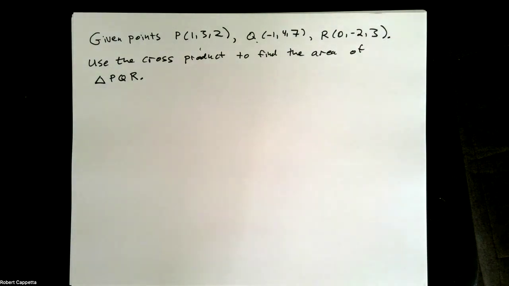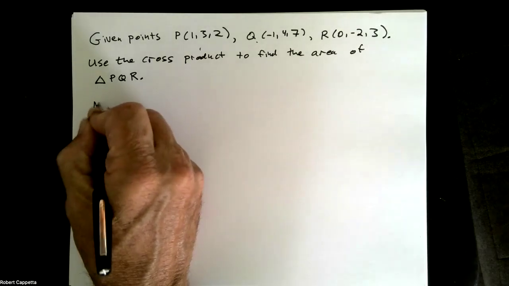What do we recall about cross products and area? A cross product is obtained by looking at two vectors. And if we take the cross product of those two vectors, we get a vector orthogonal to both of them. Fine. But the magnitude of the cross product tells us something. The magnitude of the cross product is the area of the associated parallelogram.